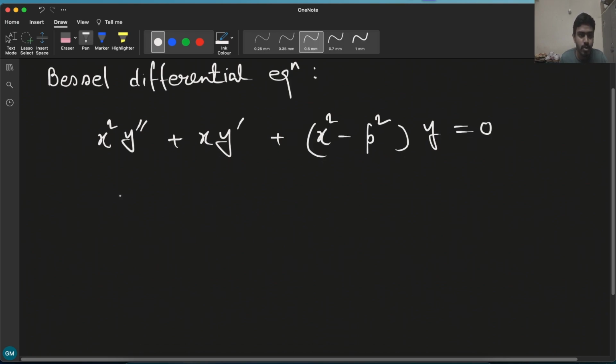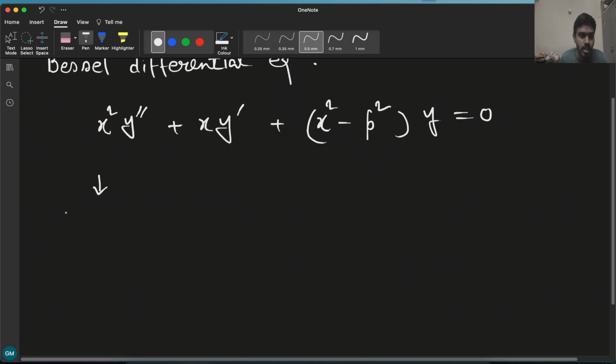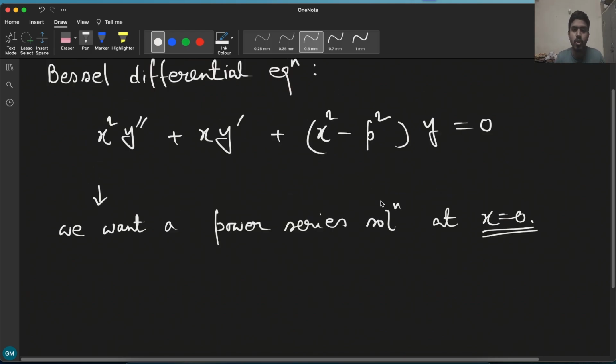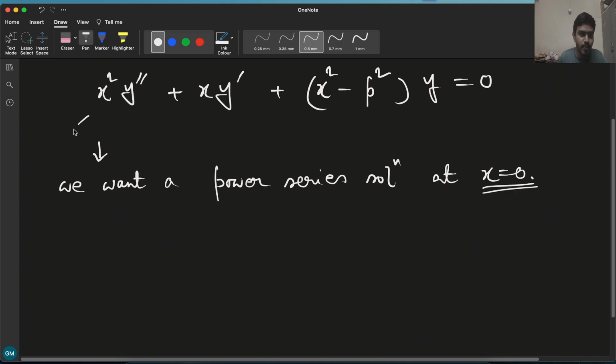So let me find out a power series solution at x equals to 0. To get a power series solution at x equals to 0, we need to check whether x equals to 0 is an ordinary point or whether it's a singular point.